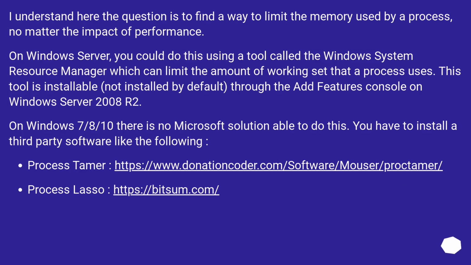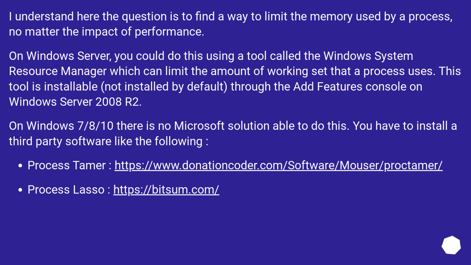I understand the question is to find a way to limit the memory used by a process, no matter the impact on performance. On Windows Server, you could do this using a tool called the Windows System Resource Manager, which can limit the amount of working set that a process uses. This tool is installable, not installed by default, through the Add Features console on Windows Server 2008 R2. On Windows 7 and 8, there is no Microsoft solution able to do this. You have to install third-party software like the following.